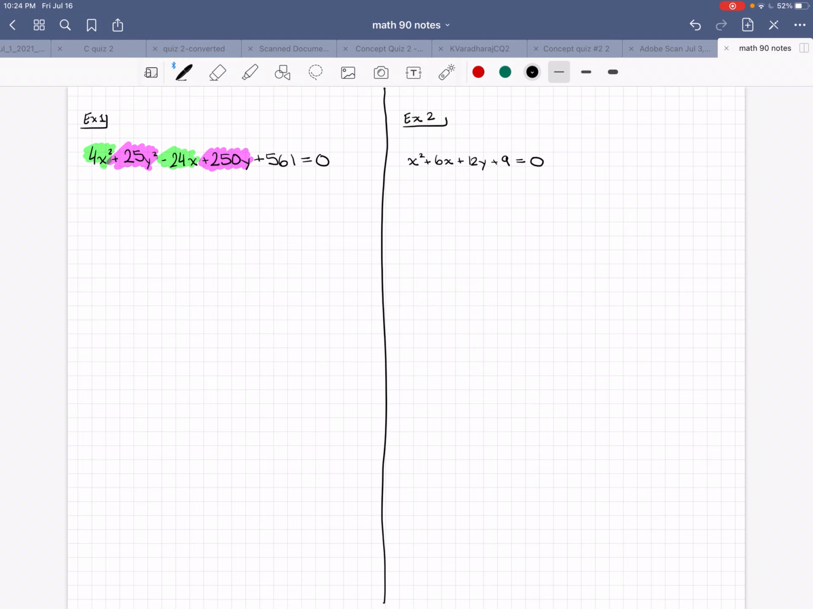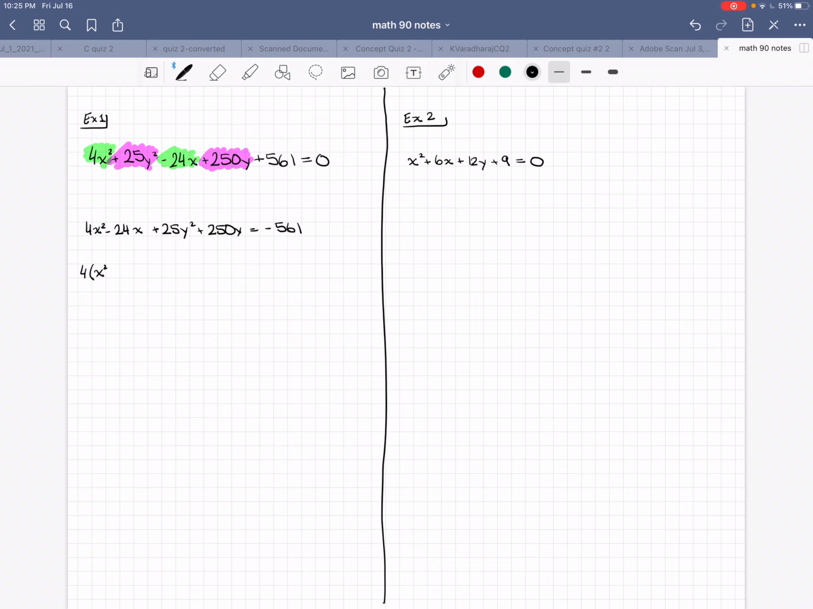So I'm going to rewrite this equation. I have 4x squared minus 24x plus 25y squared plus 250y is equal to negative 561. And what I'm going to do now, using my skills at completing the square, is factor out the leading coefficients, complete squares, and neutralize just like I've done before. So check it out. I'm going to rewrite the equation again.